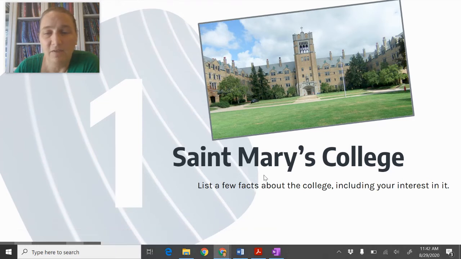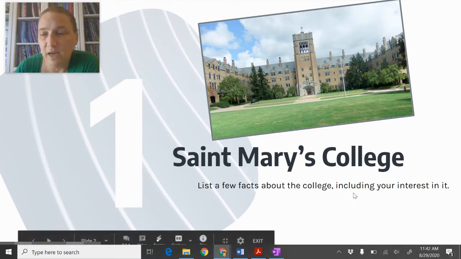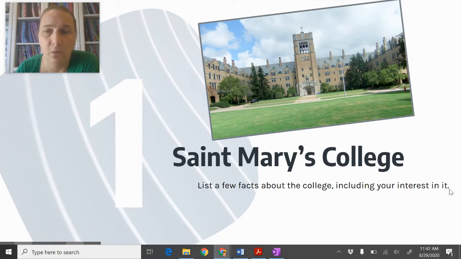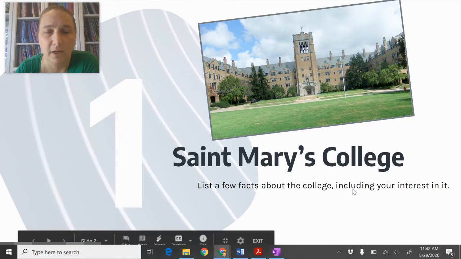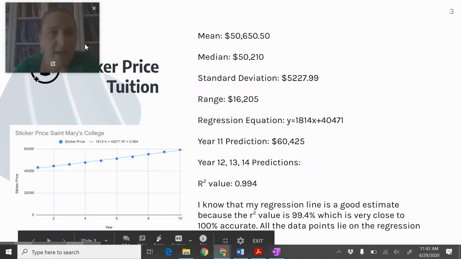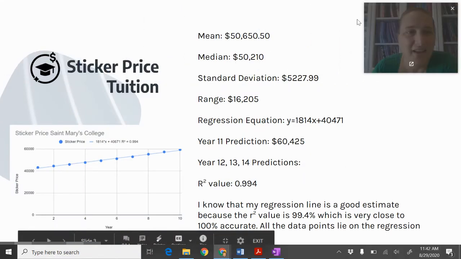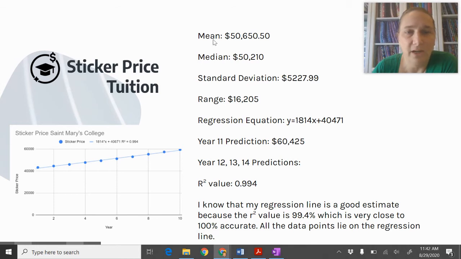And then I have the name of it, and then I should be listing a few facts about the college, including why I chose this one. Why was this one interesting to me to actually pick? And then, let me move this guy again. I have my sticker price calculations.